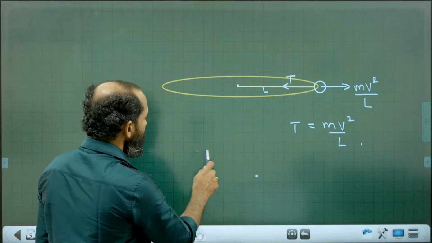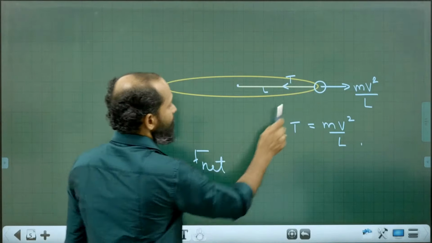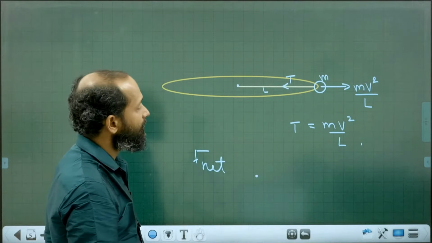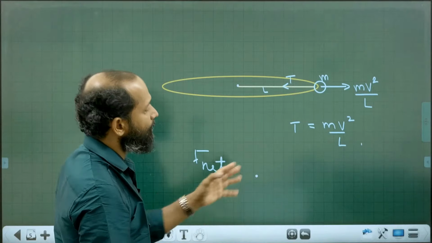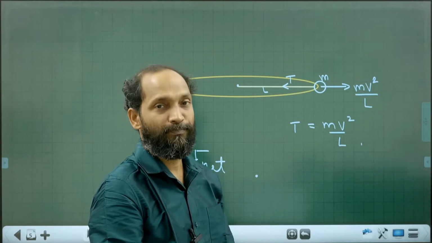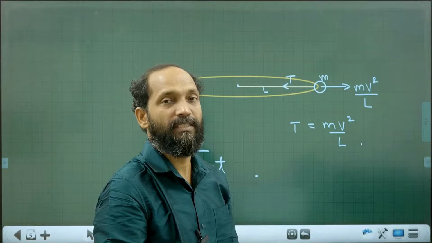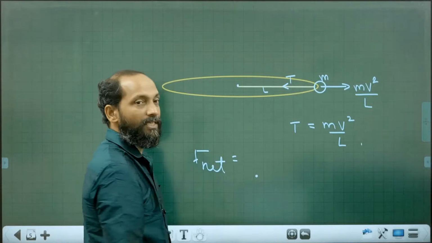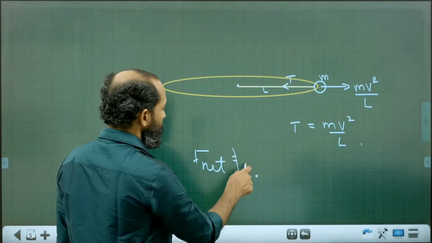Then what is the net force acting on this ball? We may probably think that, as T is equal to mv square by L, the net force is zero. It was asked in the 2017 NEET question paper. But F net is not zero.